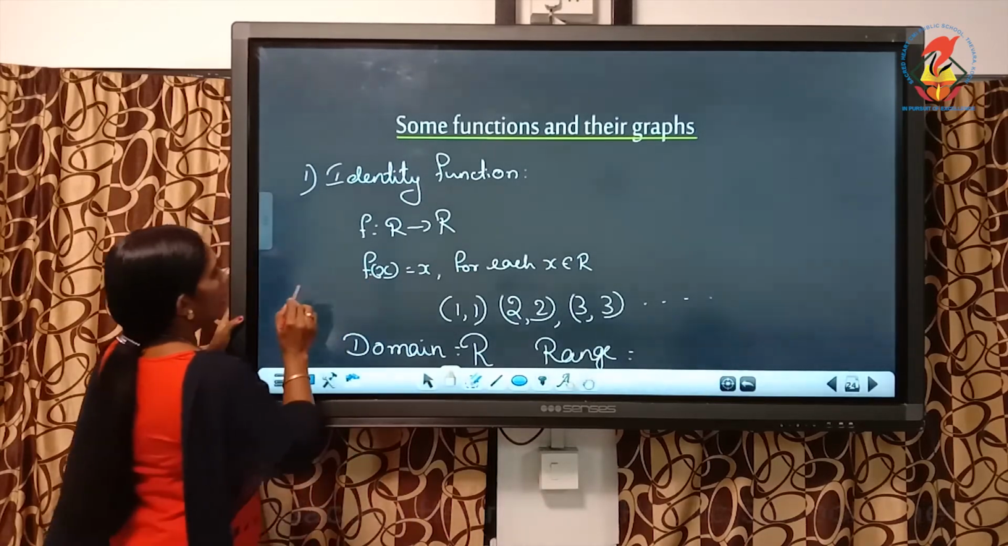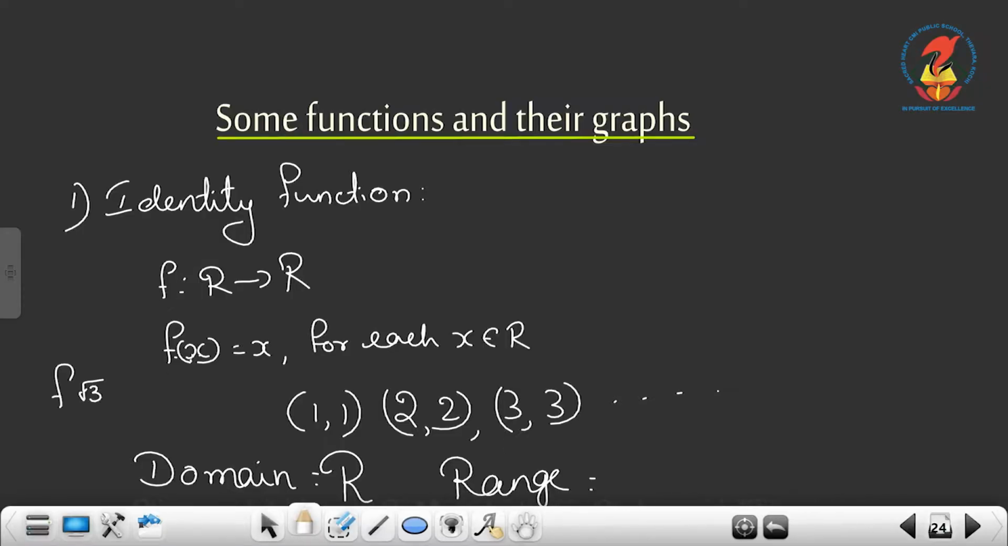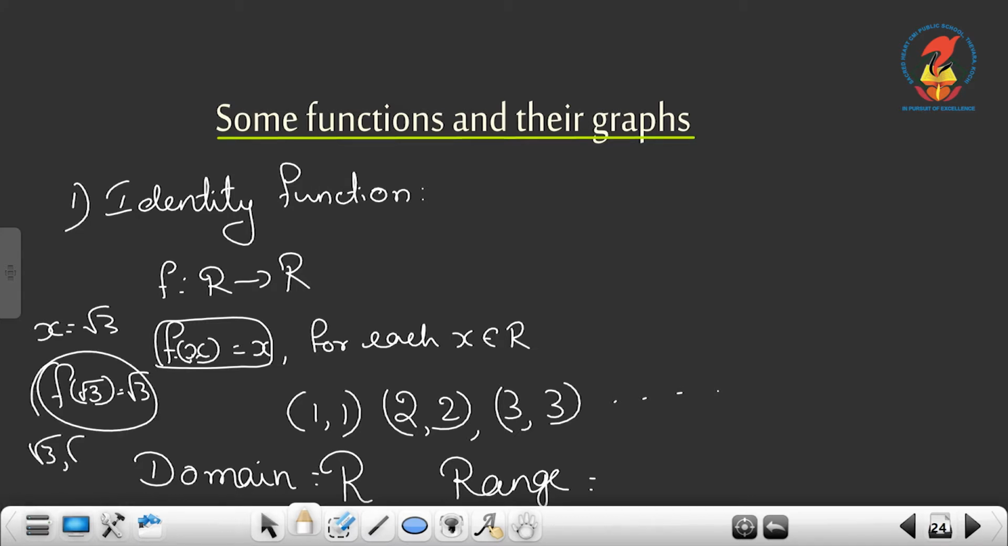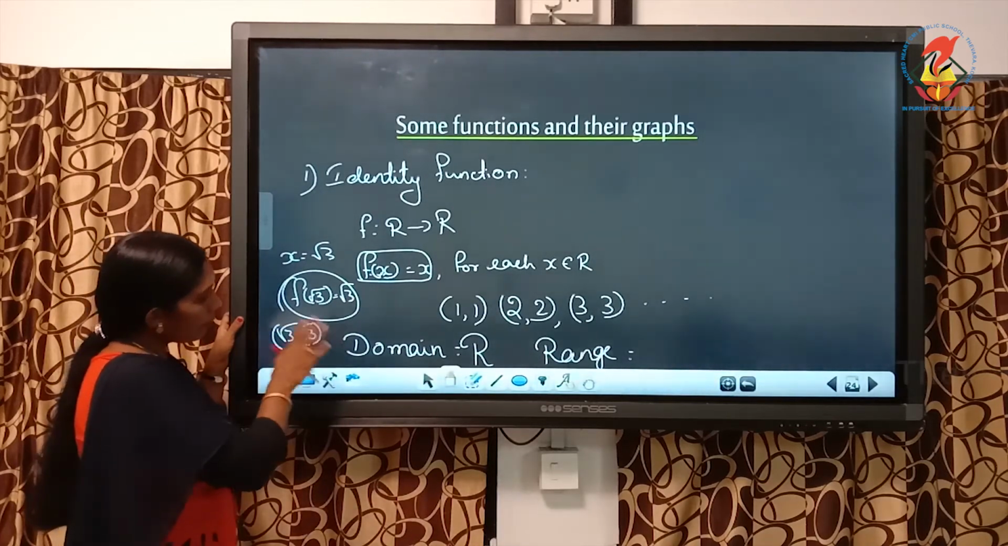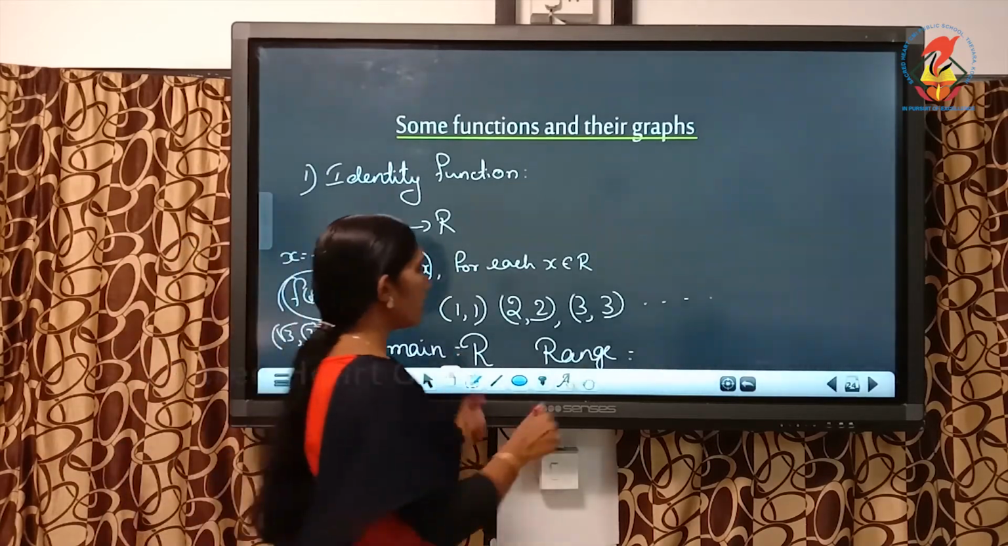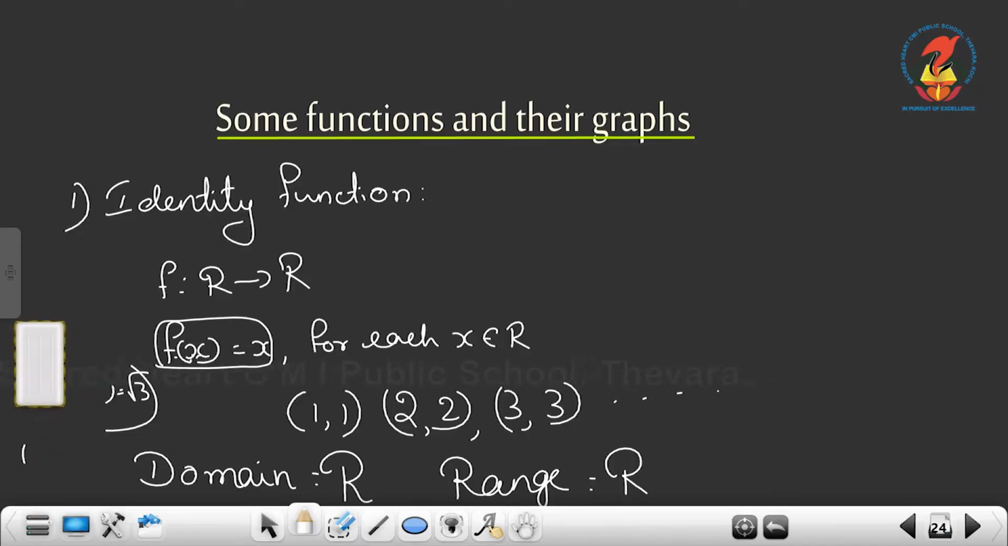Understood, children? If I give root 3, that is x is root 3, f of x is what is defined? f of x is also x, so f of root 3 is root 3. So how can I write this as an ordered pair? (root 3, root 3), isn't it? So the image of root 3 is root 3 itself, the pre-image is also root 3. So for this x I can give any real number, the second number also any real number. So domain is R, range is also R. Is this clear?